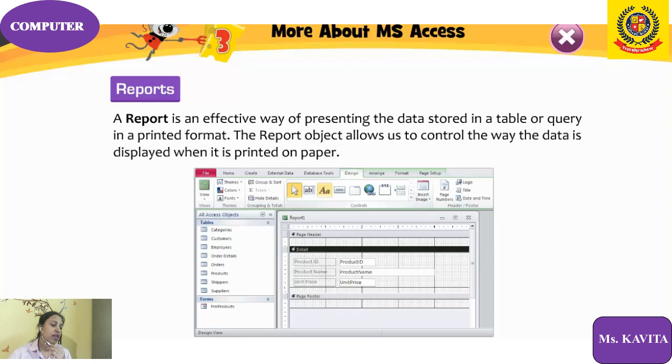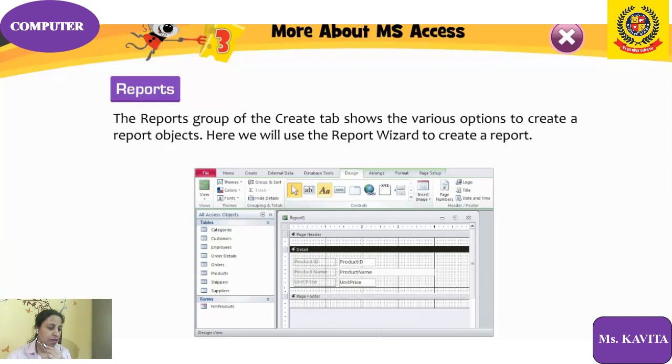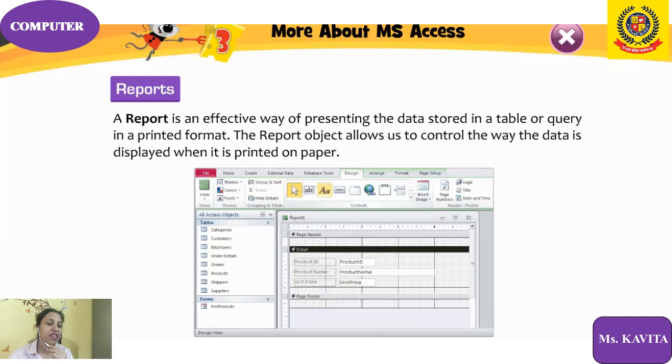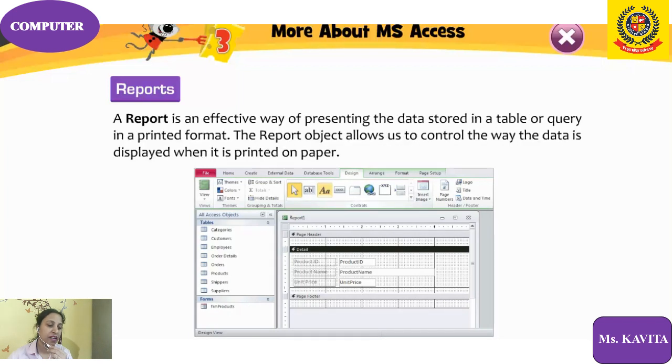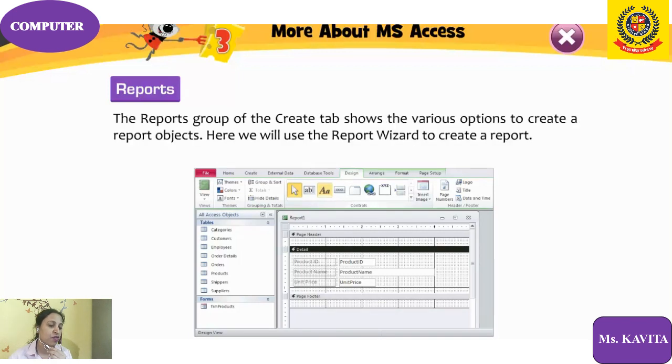Now report. While completing everything, we have to give a report. So what is a report? A report is an effective way of presenting the data stored in a table or query in a printed format. The report object allows us to control the way the data is displayed when it is printed on paper. So report is the printed output. The data displayed on the printed form is known as reports.